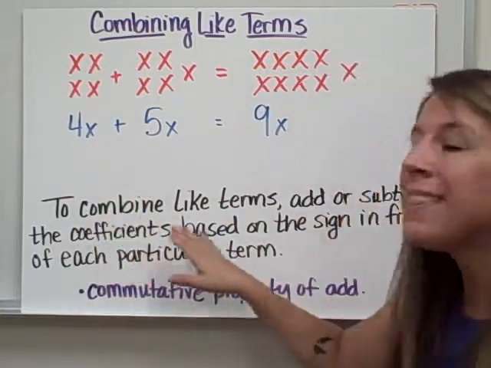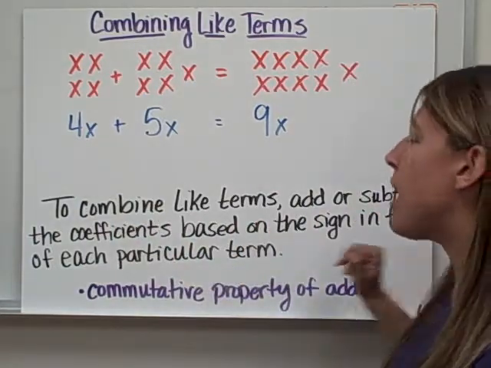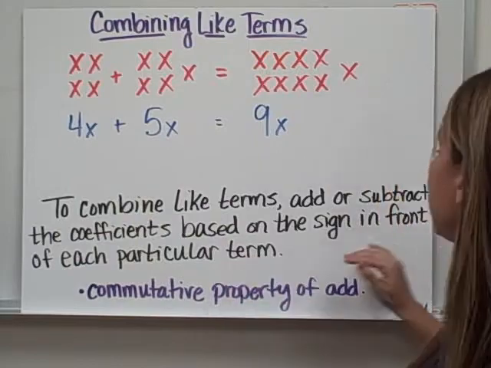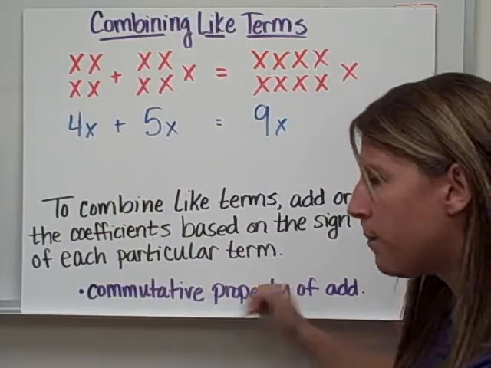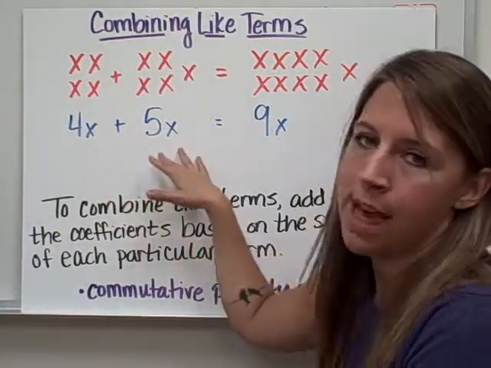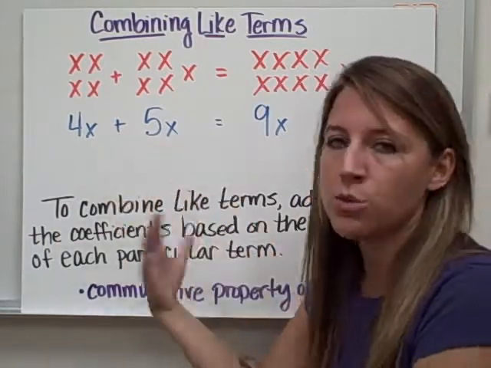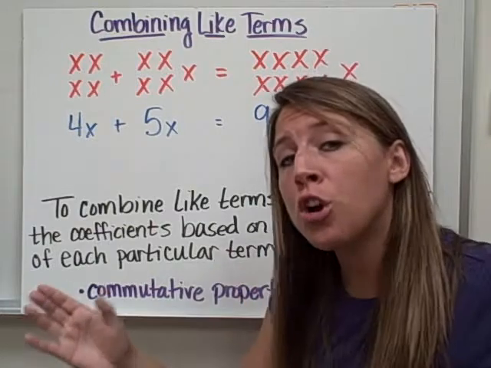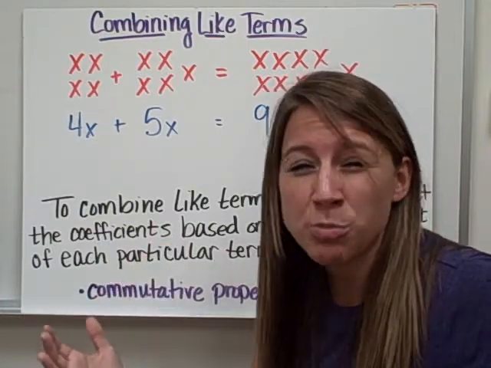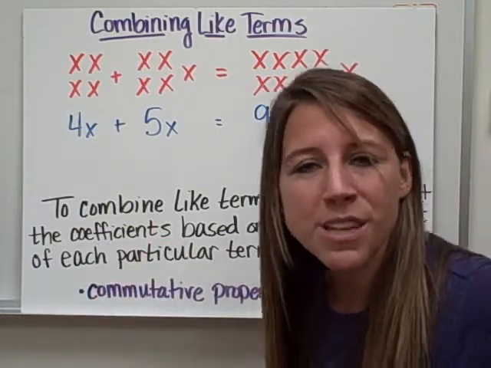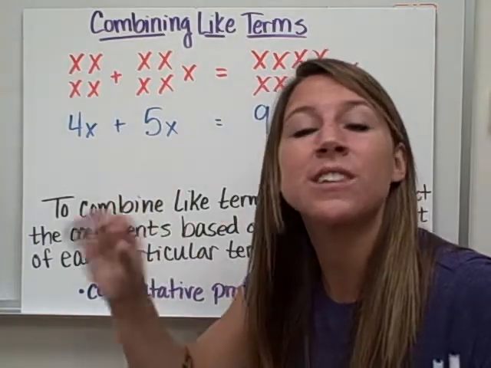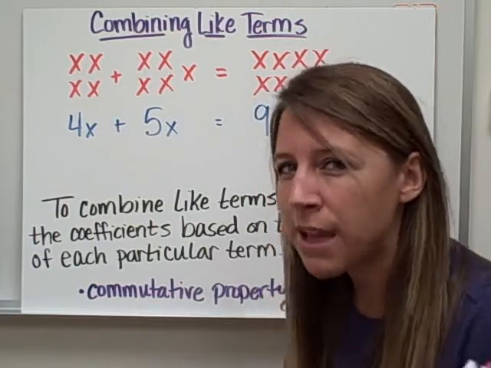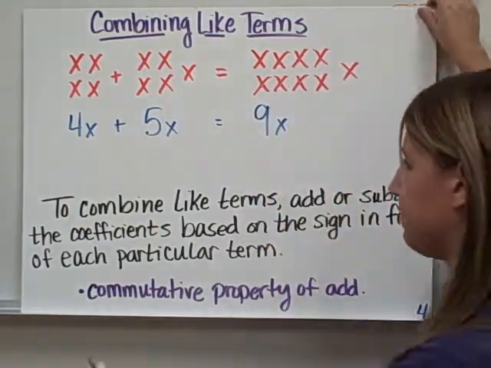Well, to combine like terms, you add or subtract the coefficients, in this case 4 and 5, based on the sign in front of each particular term. So this is telling me to add them. If it's plus 5x, I know to add them. You're going to notice as we get into some longer algebraic expressions, you may need to use the commutative property of addition to get like terms near each other if you're more comfortable that way, and that's absolutely okay. Just be careful to make sure you do it correctly.